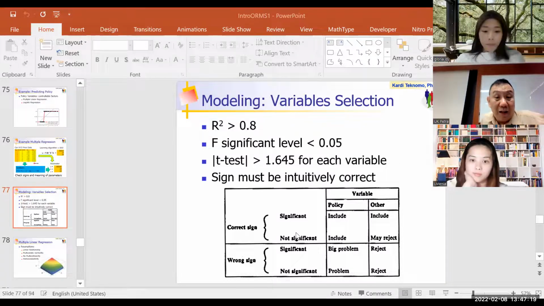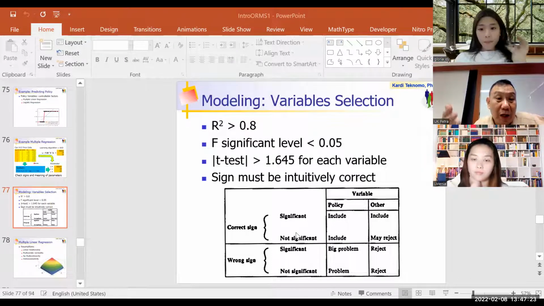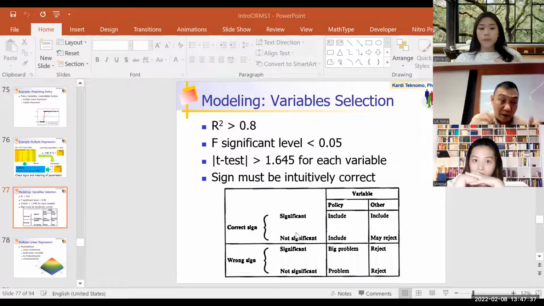Say, for example, we use regression, right? A while ago, I showed the R square must be larger than 0.8, right? The F test must be less than 0.05, okay? The T test must be larger than 1.645. These values are rules of thumb, right? But this can be checked using the computer.